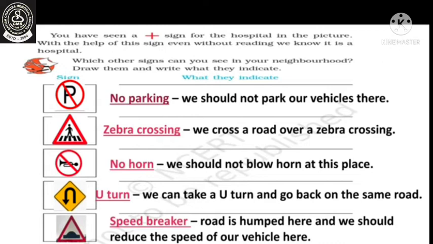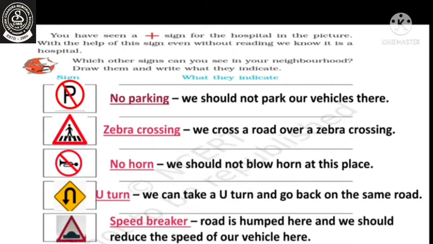See, the first one is no parking. We should not park our vehicle there. Where you find this kind of symbol or sign made near the road, you must not park your vehicle there. It is a sign or a symbol for no parking. The next one is very common for all of you, that is zebra crossing. We all know that whenever we can see this kind of symbol or sign on the road, we must know that we should cross the road on this zebra crossing only. Over this zebra crossing only, you must cross a road.